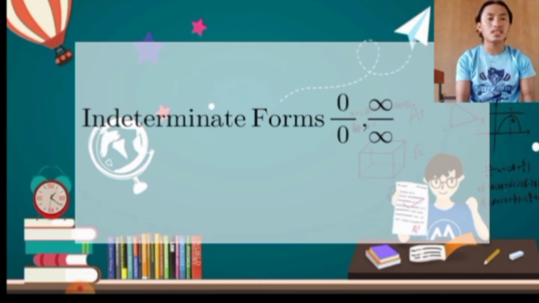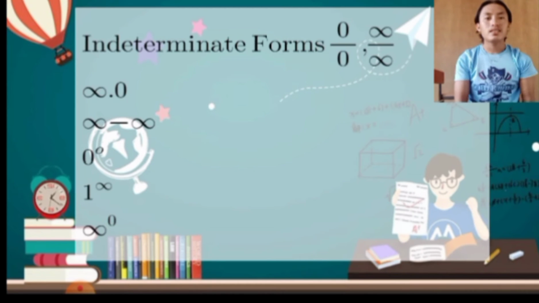First is 0 over 0, second is infinity over infinity, third is infinity times 0, fourth is infinity minus infinity, fifth is 0 to the power of 0, sixth is 1 to the power of infinity, and last is infinity to the power of 0.